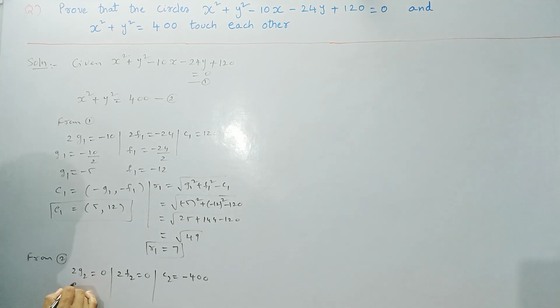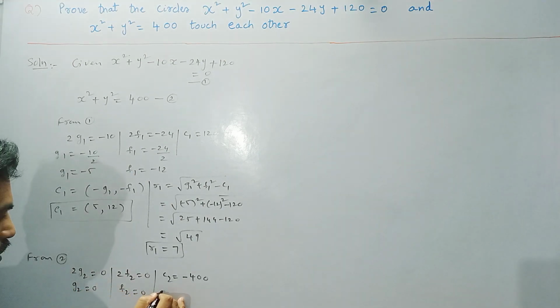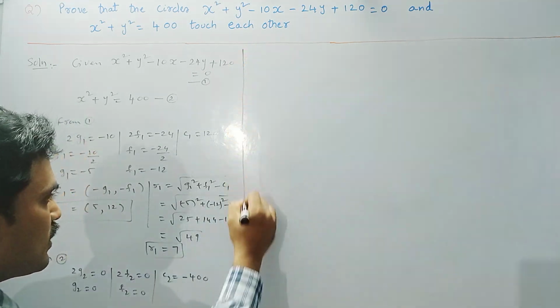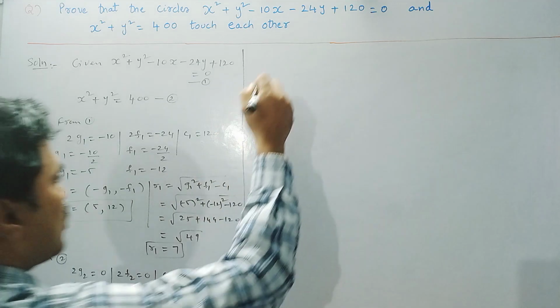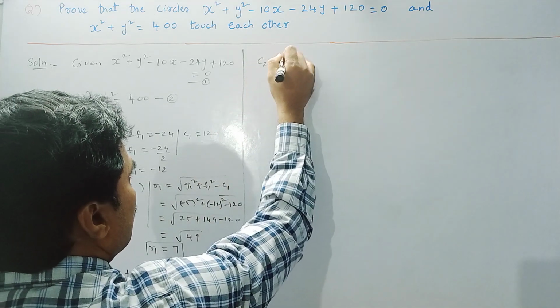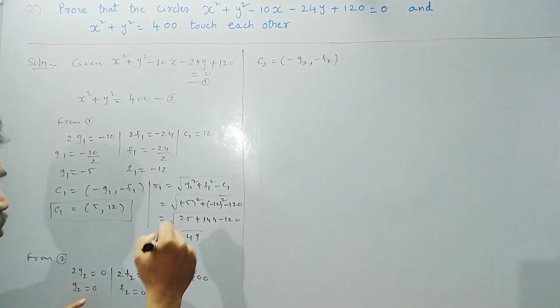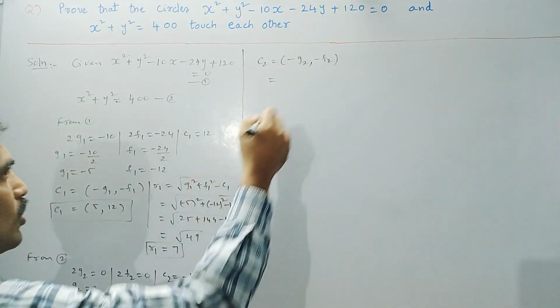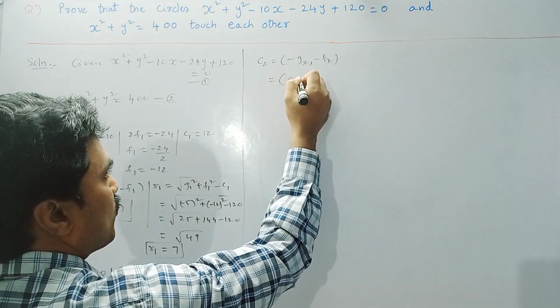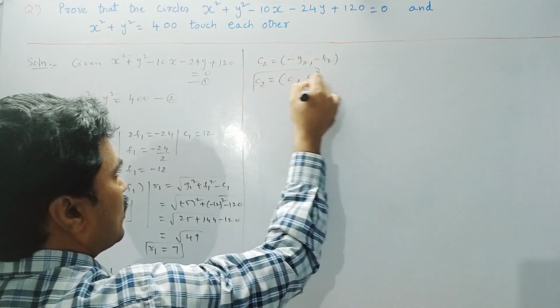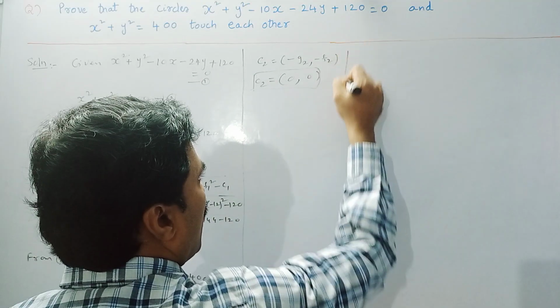So we got G2 equal to 0, F2 equal to 0, then C2 equal to minus 400. From this we will find the values of center C2 and R2. What is C2 here? C2 equal to minus G2 comma minus F2. What is G2 here? 0. For 0 no sign, so we take it as positive, so 0 comma 0. So C2 you got 0 comma 0. And from this we will find R2.